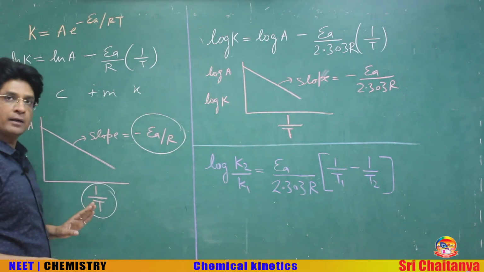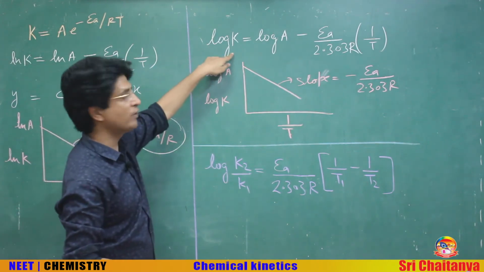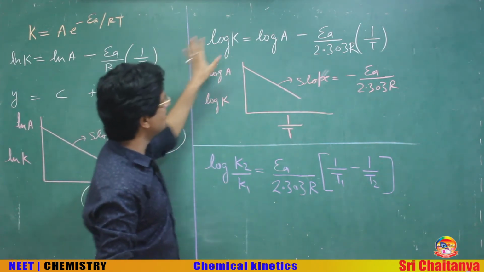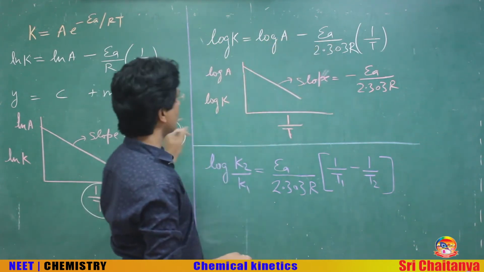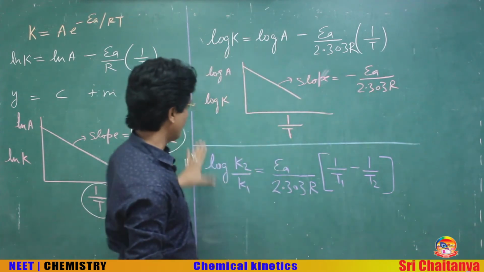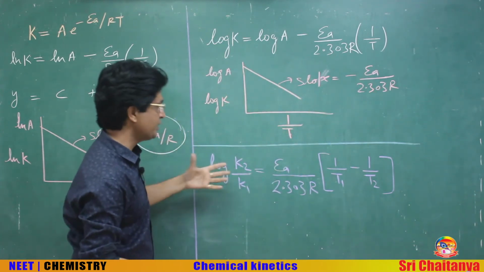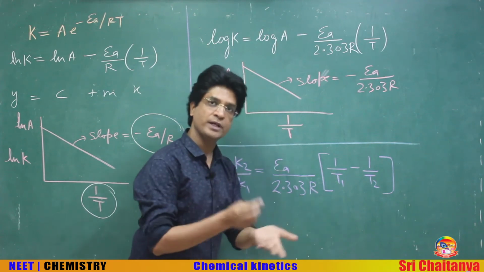Ea by R. And if I convert this natural log into log to the base of 10, in that case everything remains the same, only the slope will change from minus of Ea by R to minus of Ea by 2.303 R. Okay, now let us see what is the relationship between the rate constant if we change temperature with certainty.